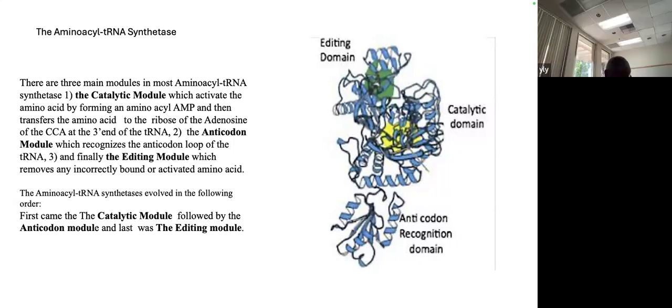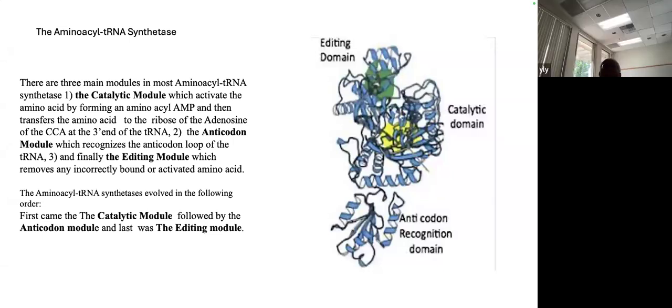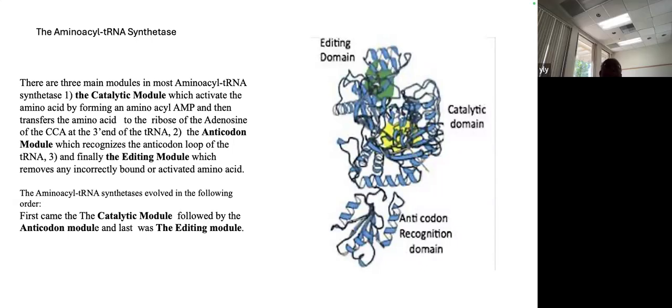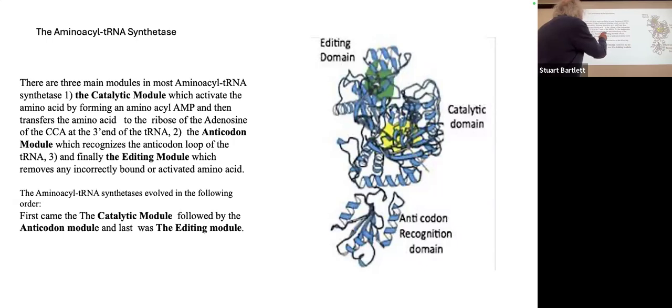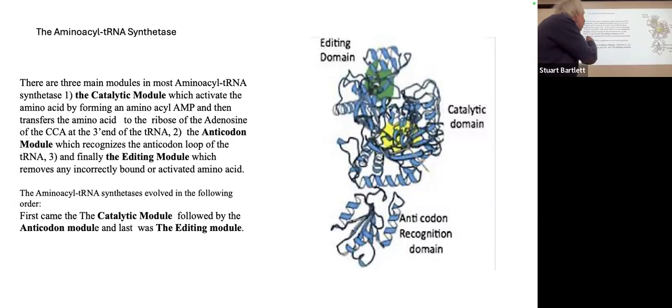And there are two regions that you really have to notice. One is the catalytic region. The reason I say that is that in the beginning, the catalytic module activates the amino acid by forming an aminoacyl AMP, and then transfers the amino acid to the ribose of the adenosine of the CCA end of the tRNA.